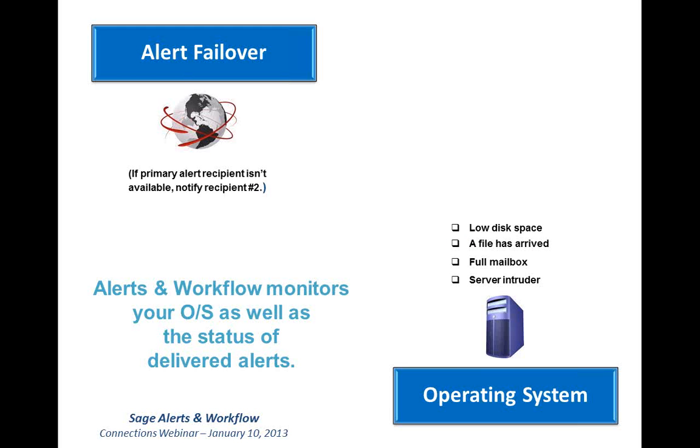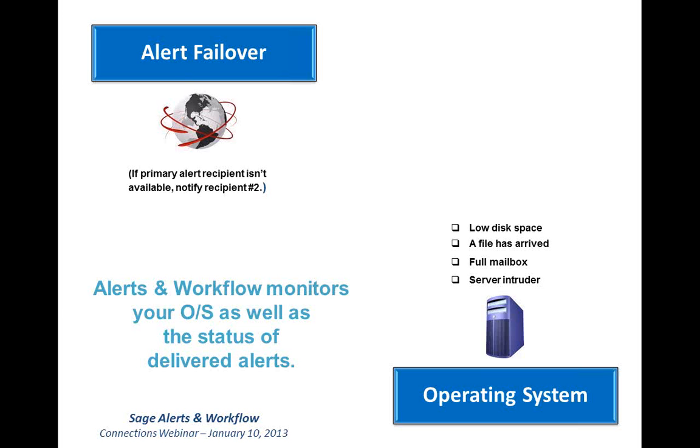Now, Alerts and Workflow, because it is so focused on identifying conditions and delivering the corresponding information to the right people, has a very important component called alert failover. Because sometimes people change their email addresses or they get a new cell phone. And if you've got someone on the road and the only way to reach them is to send them a text message on their cell phone, if they just changed their cell phone number, you're not going to reach them. Alerts and Workflow will check to make sure your alerts successfully reach their intended recipients and destinations, and if not, it can actually fail over those alerts to an alternate recipient.